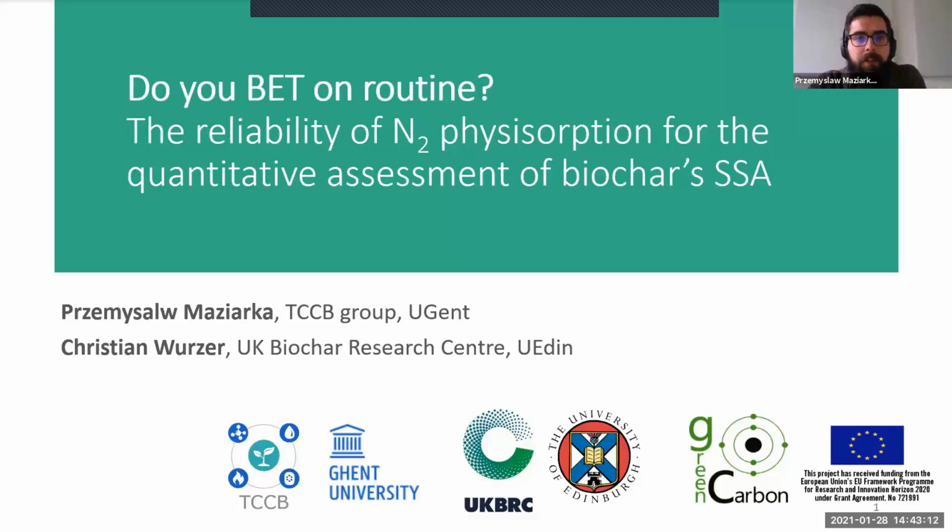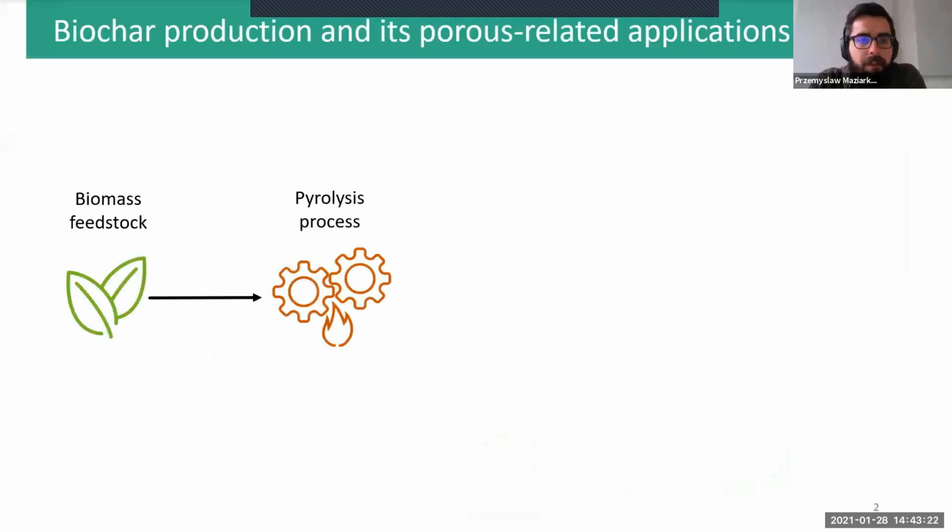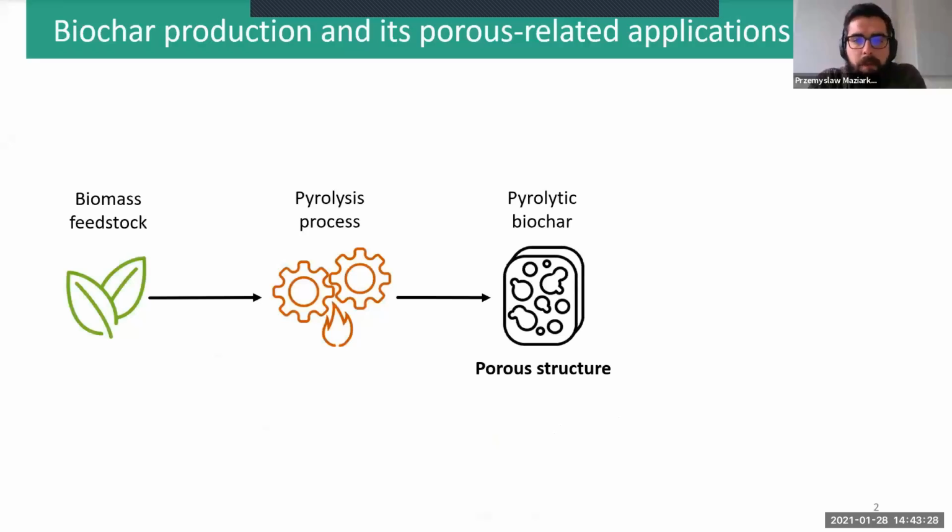In general, the idea of the production of biochars, in general pyrochars, from bio-based materials is relatively simple. The concept is very simple. We start from the biomass, then we pyrolyze this feedstock, and we obtain pyrolytic biochars which have a porous structure.